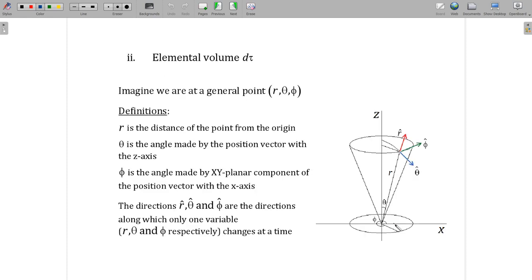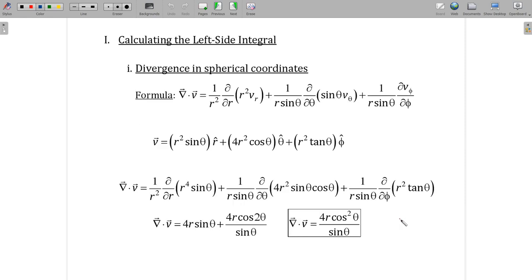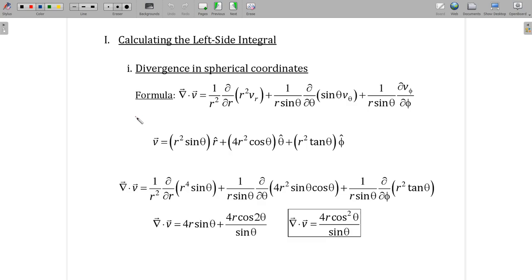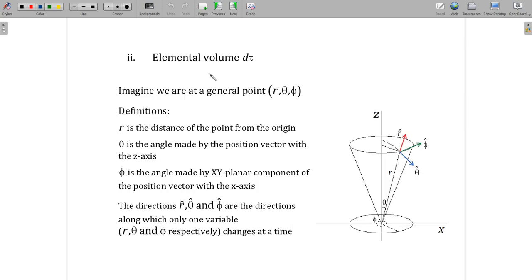So we are in the process of finding this left side integral, which is the divergence of V integrated over the entire volume of the cone. We have found the divergence, but we have come to the second step, which is how to write this elemental volume d tau. So d tau denotes an infinitely small volume around a point. If we were using the Cartesian coordinate system x, y, z, the elemental volume would be extremely simple, dx dy dz.